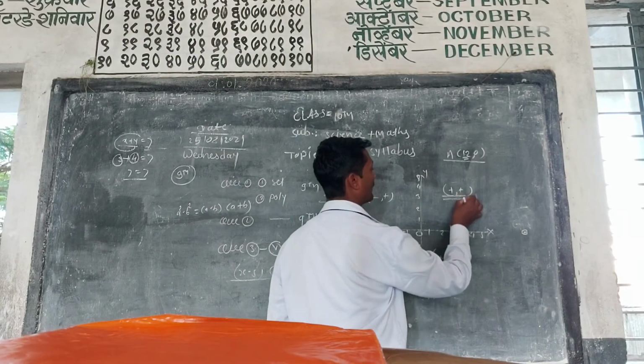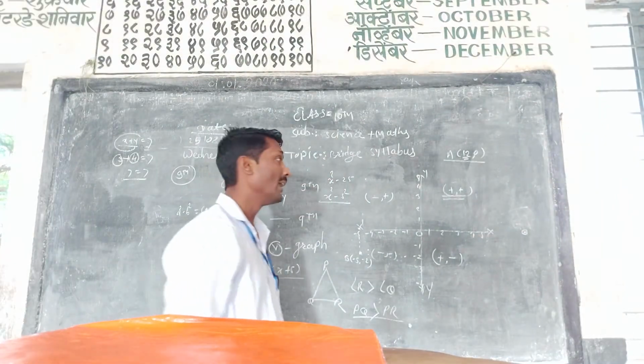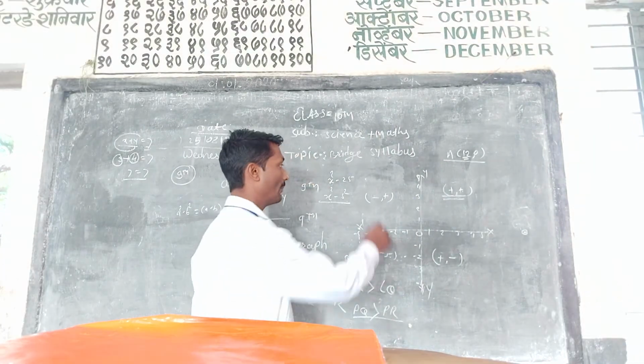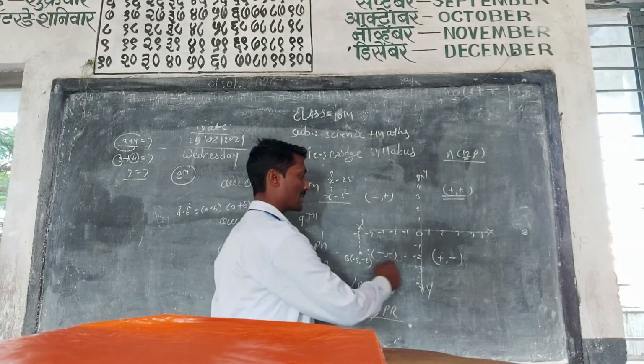The first quadrant is plus plus: x positive, y positive. Second quadrant minus plus. Then minus minus, or plus minus.